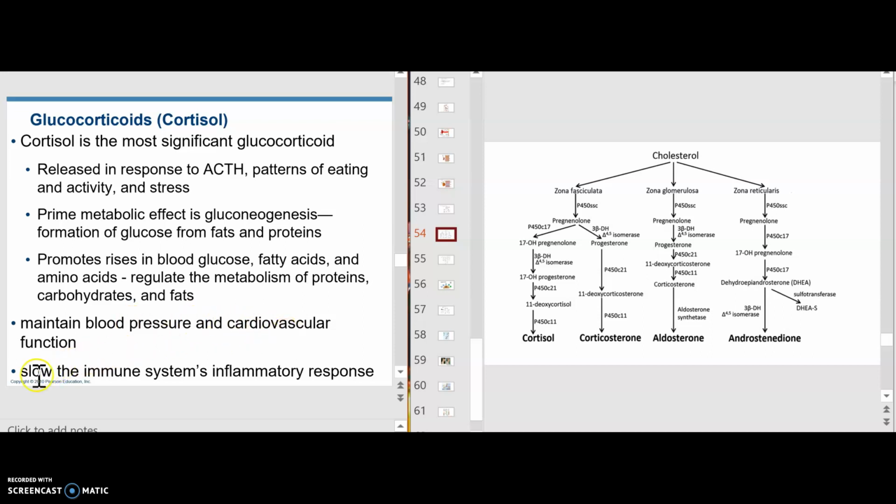It maintains blood pressure and slows the immune response. So it's also your anti-inflammatory drug that we brought up in immune, because of the SAIDs. Remember we talked about the SAIDs and the NSAIDs. The SAIDs, steroidal anti-inflammatory drugs. I'm going to end right here and pick it up again at cortisol.